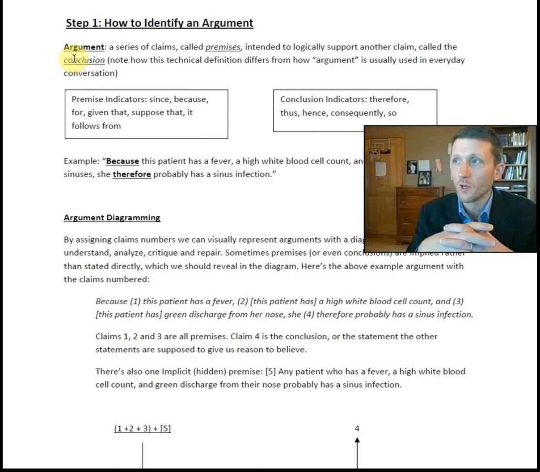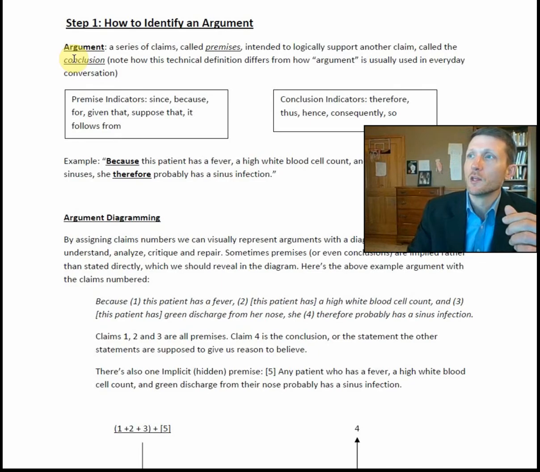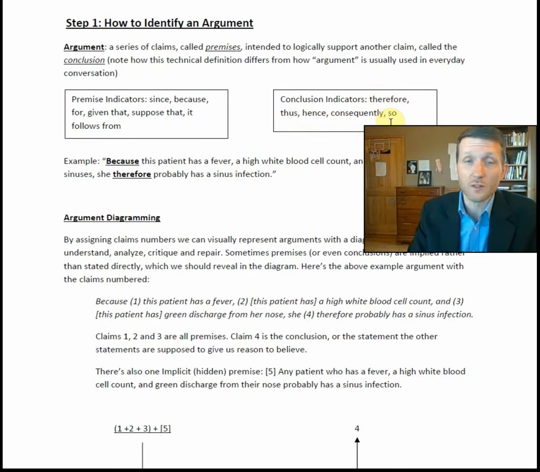Some premise indicators include since, because, for, given that, suppose that, it follows from. Conclusion indicators would include therefore, thus, hence, consequently, and so, although many times arguments are given in a very informal fashion and you won't see these actual indicators. But here's an example argument. Because, a premise indicator, this patient has a fever, a high white blood cell count, and green discharge from her sinuses, she therefore, a conclusion indicator, probably has a sinus infection.